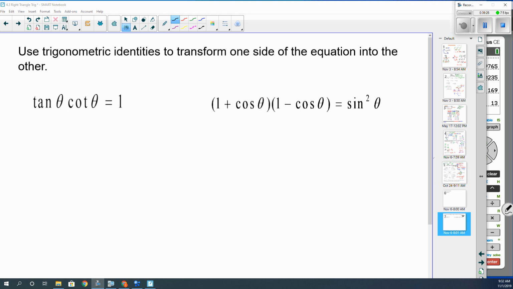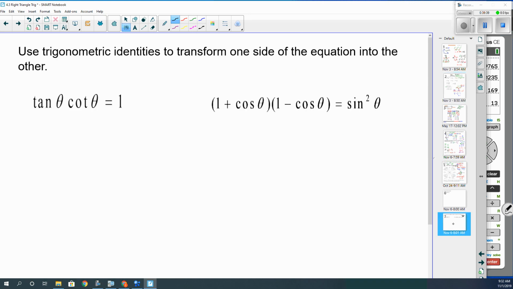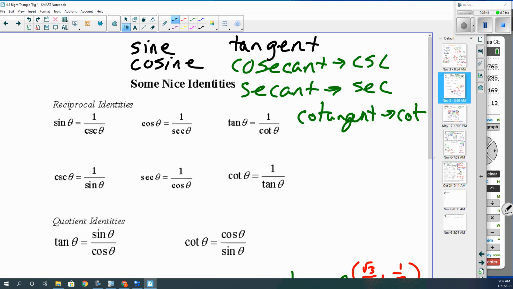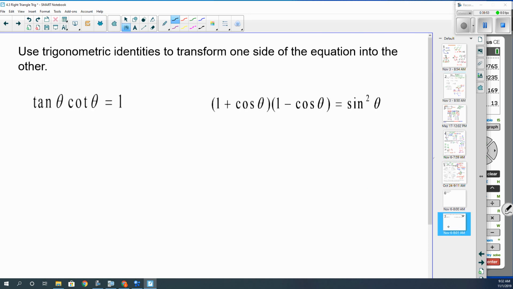Okay, so use trigonometric identities to transform one side of the equation into the other. This is using some of these properties right here, or the properties in the back cover of your textbook that I pointed out. So using quotient identities, tangent, I know, is the same as sine over cosine. Cotangent I know is the same as cosine over sine. So I could say tangent is the same as sine of theta over cosine theta, times cotangent, which is the same as cosine theta over sine theta.